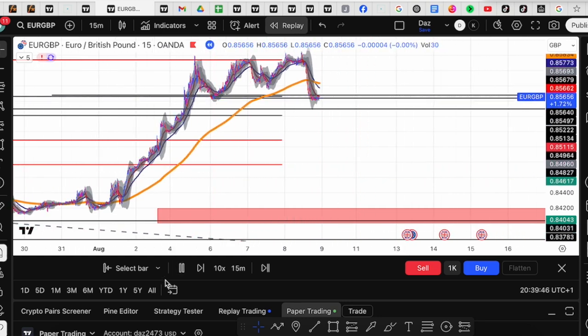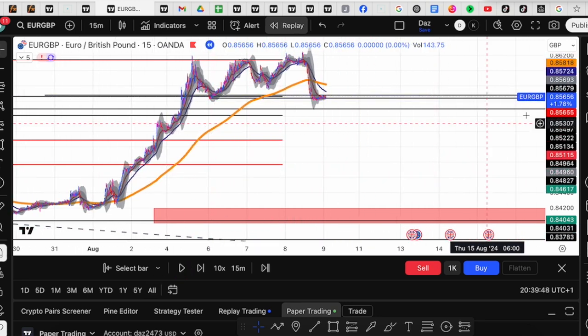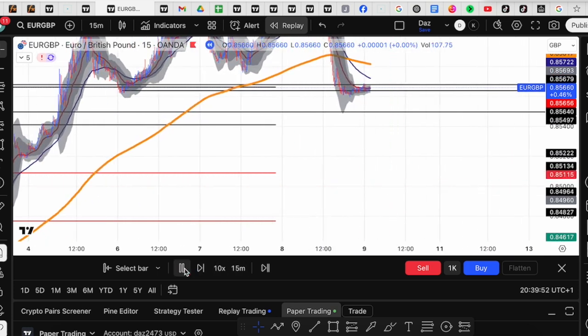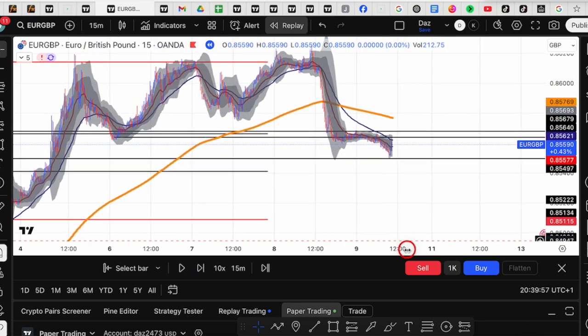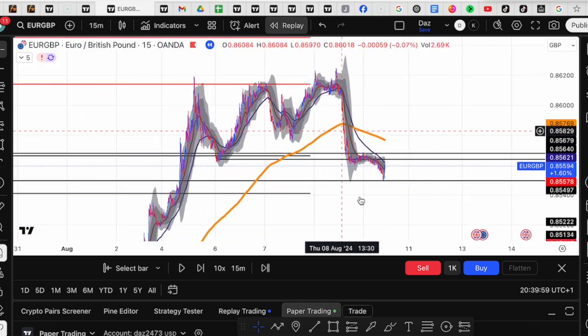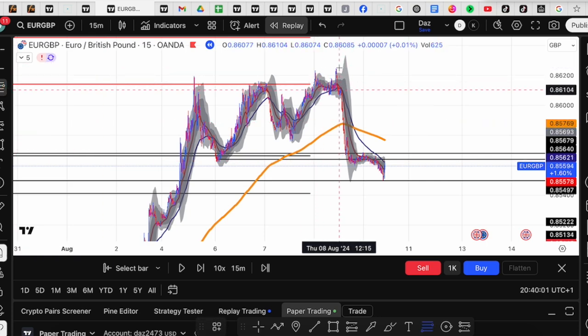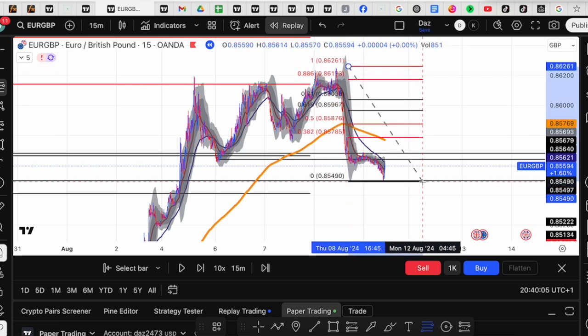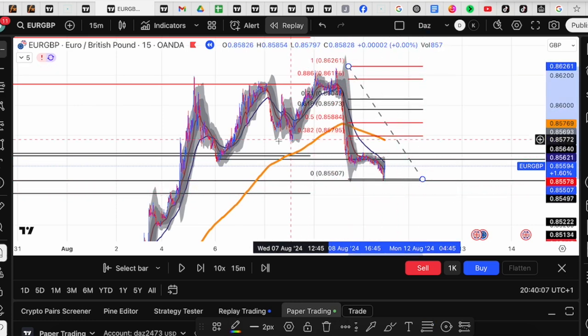Right, now it's broken structure, okay? It's just broken, well, not much. It's broken a little bit, let's see a bit more. Let's have a look. Right, it's dropped right there. Okay, now what we can do here, because you know it's going down, you can set a fib from this high, because these will show you a range now. There's my range there, wait for it to pull back.